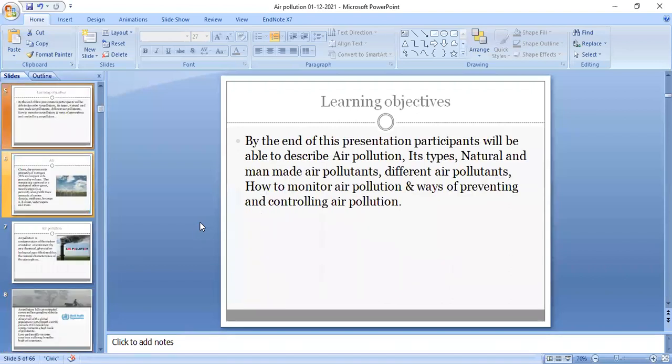By the end of this presentation, participants will be able to describe air pollution, its types, natural and man-made air pollutants, different air pollutants, how to monitor air pollution, and ways of preventing and controlling air pollution.